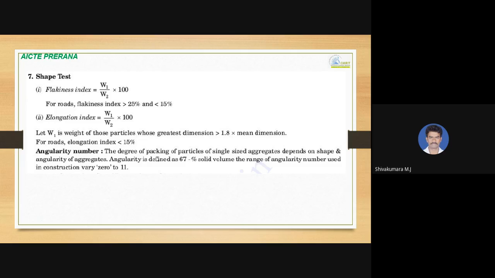And then another shape test, that is the angularity index or angularity number. The degree of packing of particles of single sized aggregates depends on the shape and angularity of the aggregates. So angularity is defined as 67% solid volume. The range of angularity number used in construction will vary from 0 to 11.